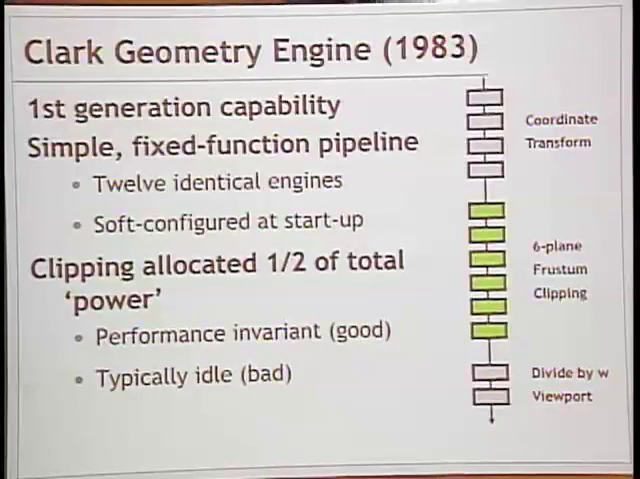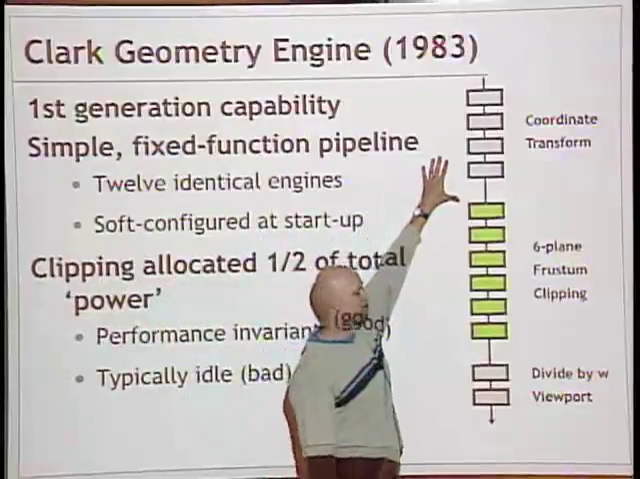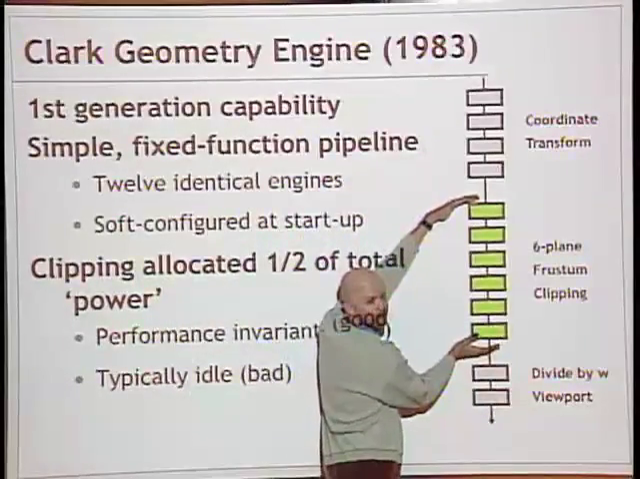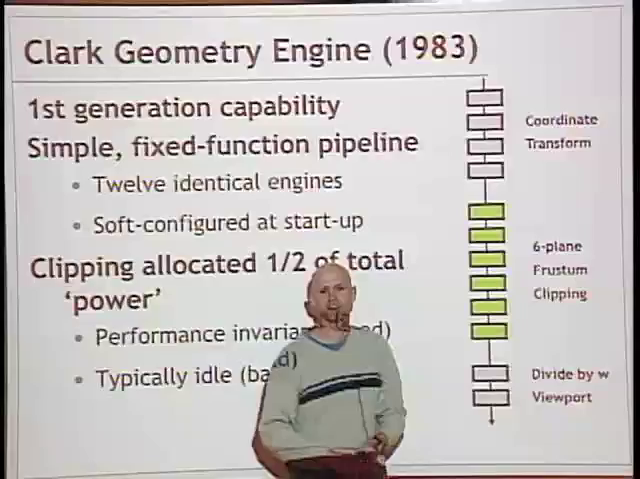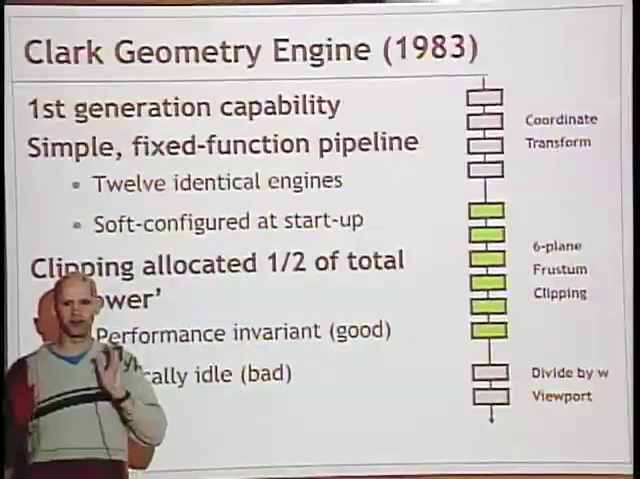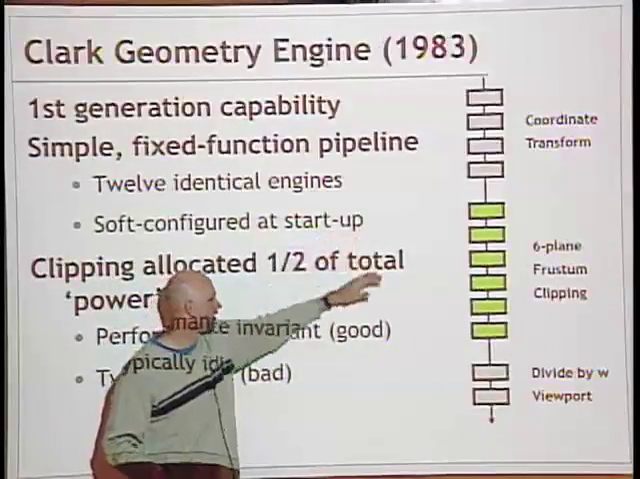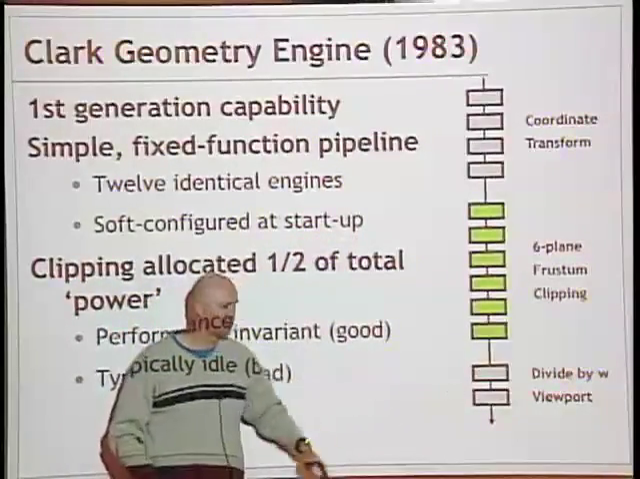Just to look at how they organized it, his genius was that he made a chip which he could replicate 12 times, and it would do all the steps of the geometry pipeline. Four of those chips would do the coordinate transformation. Half of his entire geometry pipeline did nothing but clipping. It clipped against left, right, back, front, up, down, so each one does one clipping plane. And then he had one doing the divide and one doing the viewport.